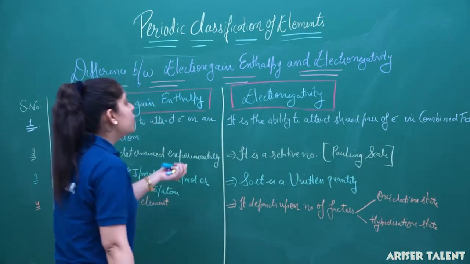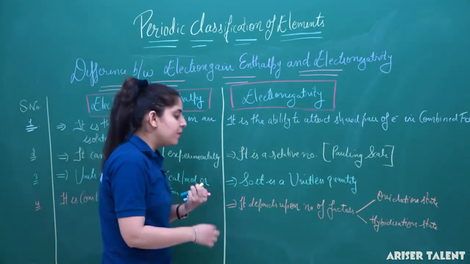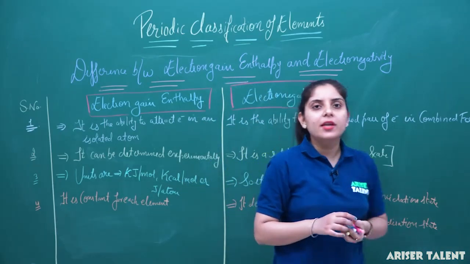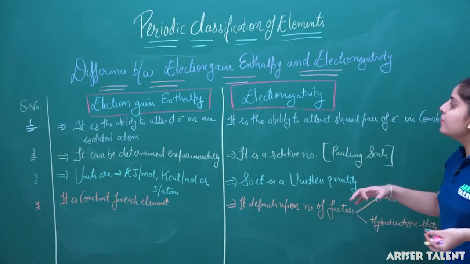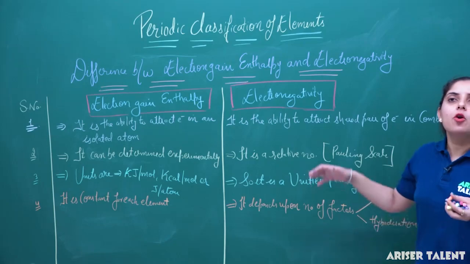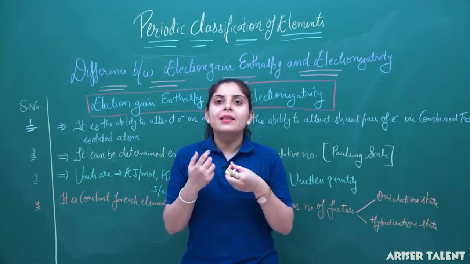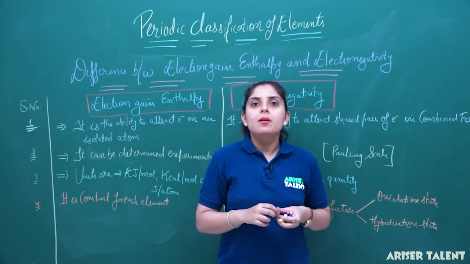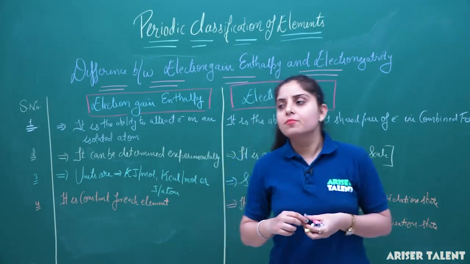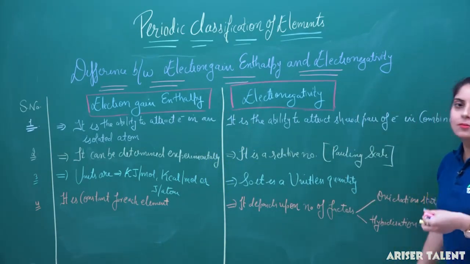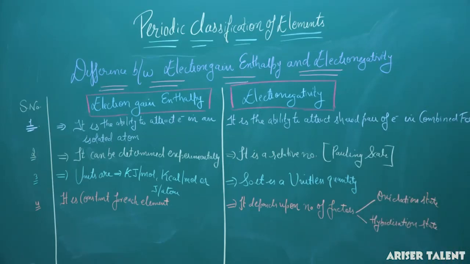So, this is all about the difference between the electronegativity and the electron gain enthalpy. I hope these differences have been clear to you. You can copy these differences from here. So, we can proceed to our next topic, that is, what will be the trend in case of the metallic and non-metallic character. So, copy it from here.